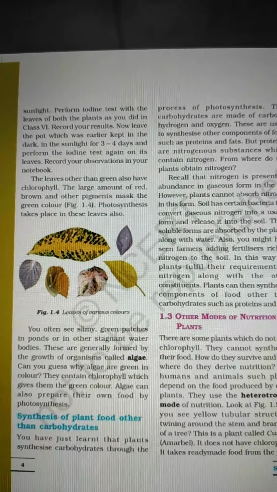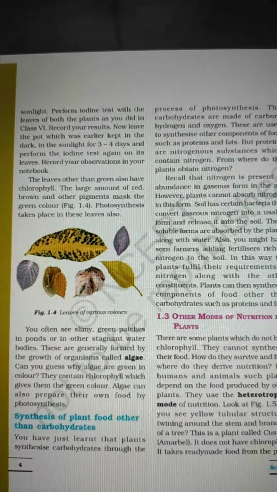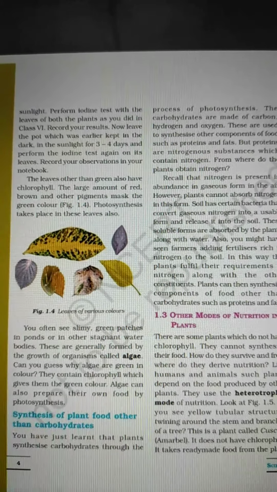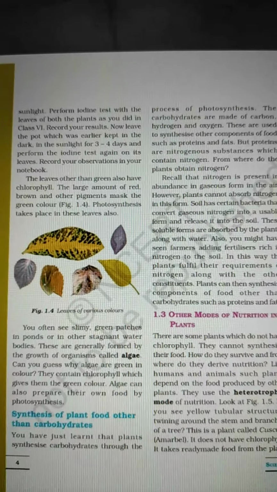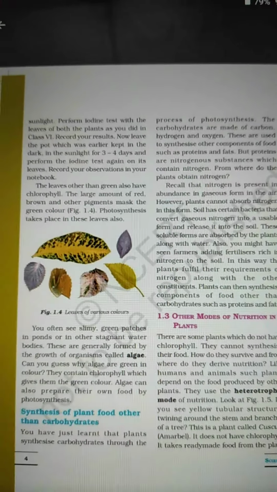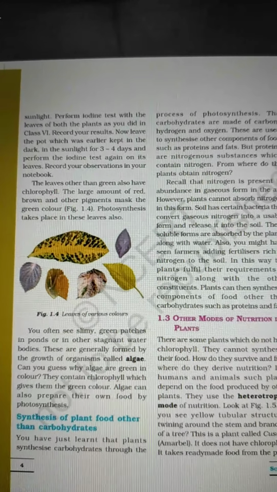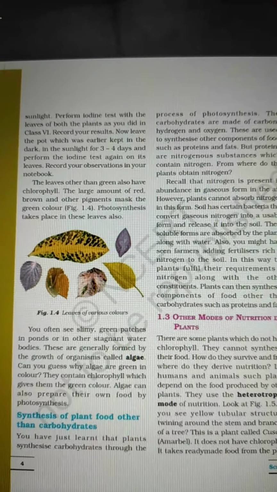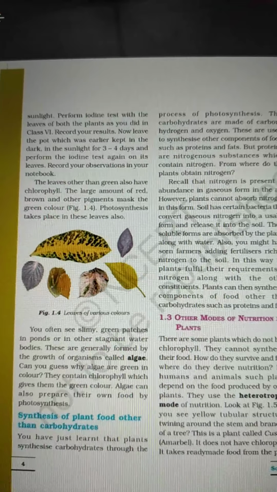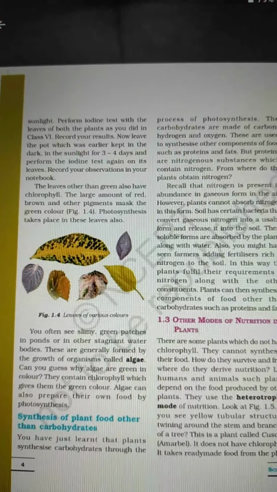You often see slimy green patches in ponds or in other stagnant water bodies. So if you have seen, after rainfall in some places where water doesn't move, there you can see something green over the water. That greenish thing is called algae. These are generally formed by the growth of organisms called algae. In water some little tiny organisms are present, and with the help of those organisms it grows in the water only, and that is of green color, and that is called algae.